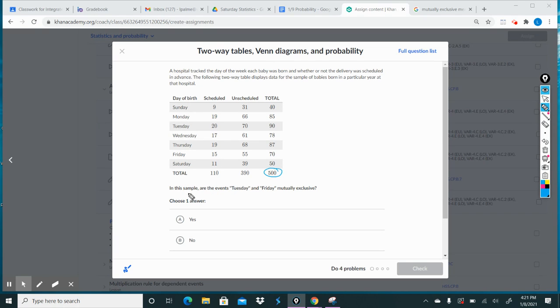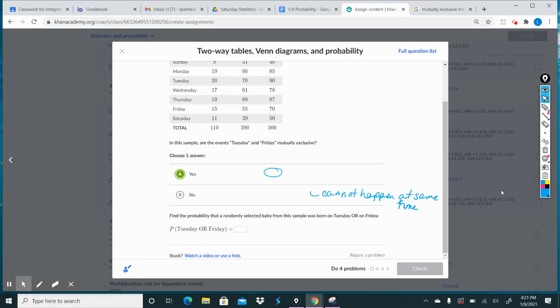So in the sample, are the events Tuesday and Friday mutually exclusive? Well, mutually exclusive means that they cannot happen at the same time. So Tuesday and Friday are completely different days. Those births obviously cannot happen at the same time. So yes, this is mutually exclusive. So we are going to select yes for that question, and I'm going to just erase that just so we can move down.